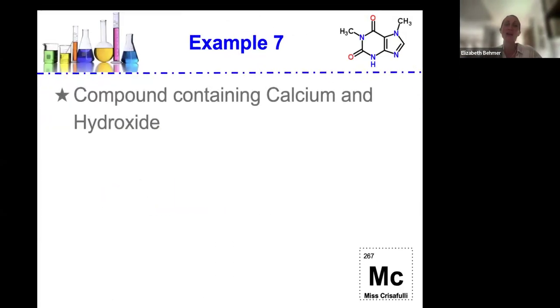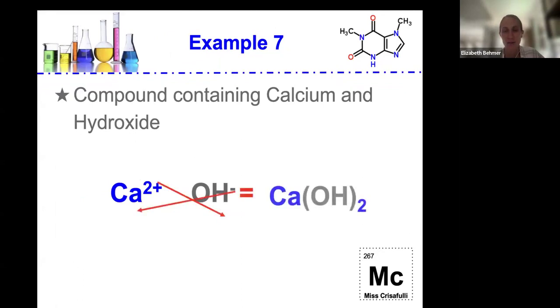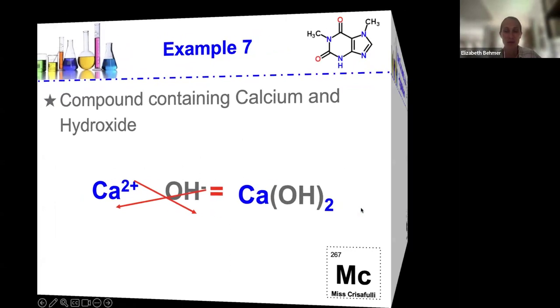Example number 7, a compound containing calcium and hydroxide. There's calcium and there's hydroxide. Let's crisscross the charges, we'll get calcium. And because this 2 is applying to the hydroxide, we have to put the whole hydroxide, the OH, in parentheses, and then put the 2 as the subscript outside of those parentheses.